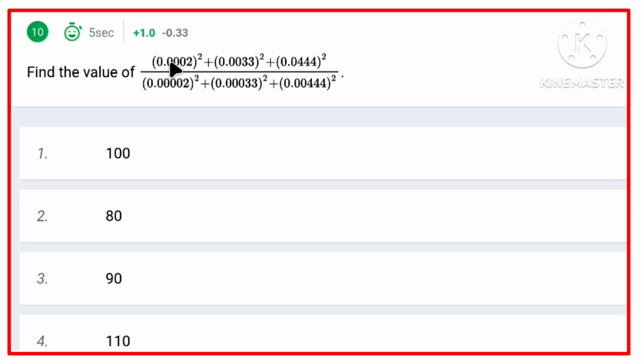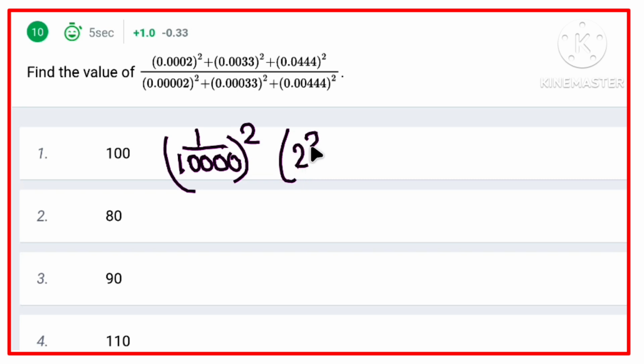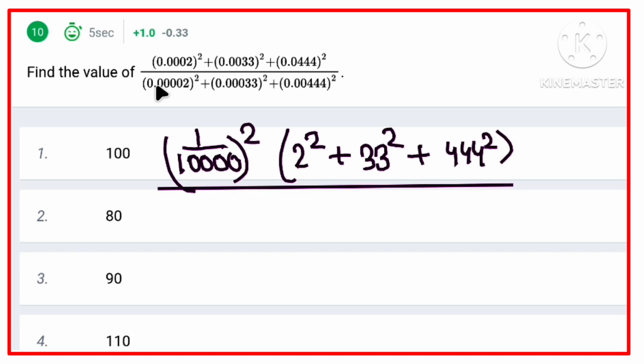Here, if you observe all the numerators, in each term after the decimal we have 4 digits. So we can take 1 divided by 10,000 as common. Here you will get 1 divided by 10,000 the whole square, as we have a square in all the terms. So we are left with 2 squared in the first term, in the second term we have 33 squared, and in the third term we have 444 squared. Similarly, in the denominator, in each term after the decimal we have 5 digits.